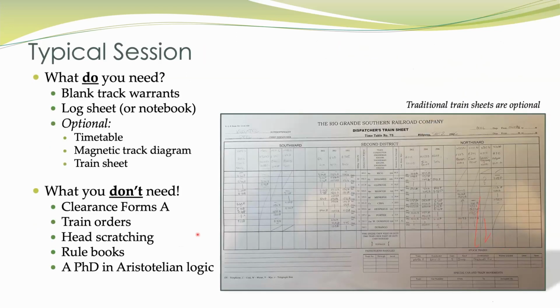So what do you need for a typical session? Well, you do need those blank track warrants. You can buy them, or print your own. I just print 10 sheets of paper off my Word document and chop them with a guillotine. That's good enough. A logbook or a notebook, and like we said before, maybe a timetable, maybe a magnetic diagram, maybe a train sheet, whatever you actually need.